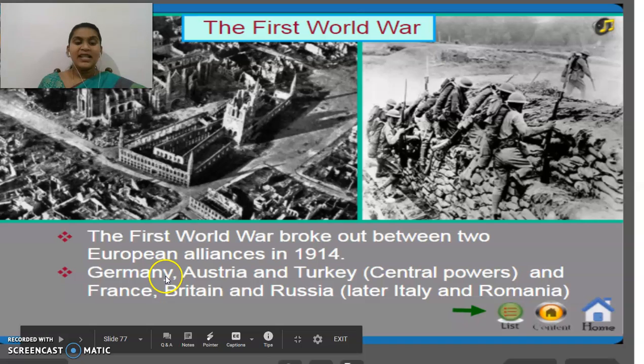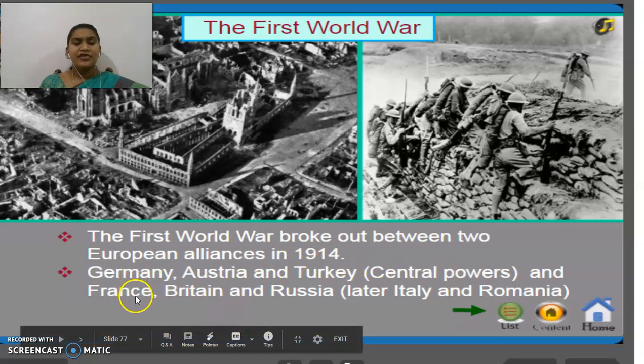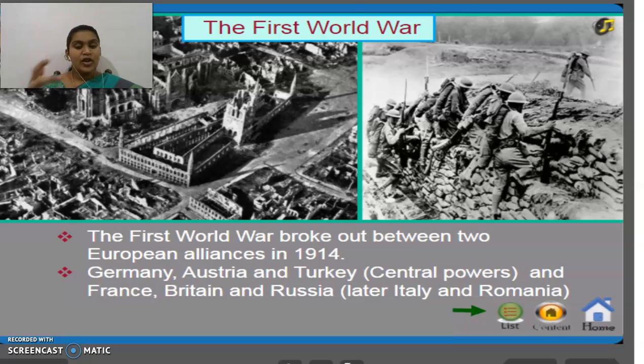The first thing we can see, Germany, Austria and Turkey were known as the Central Powers. These were the three major countries involved in the First World War, who were fighting. And the next alliance is France, Britain and Russia. Later Italy and Romania also joined to support them. So here Russia fought against Germany and Austria. Hope you guys are understanding now, children.